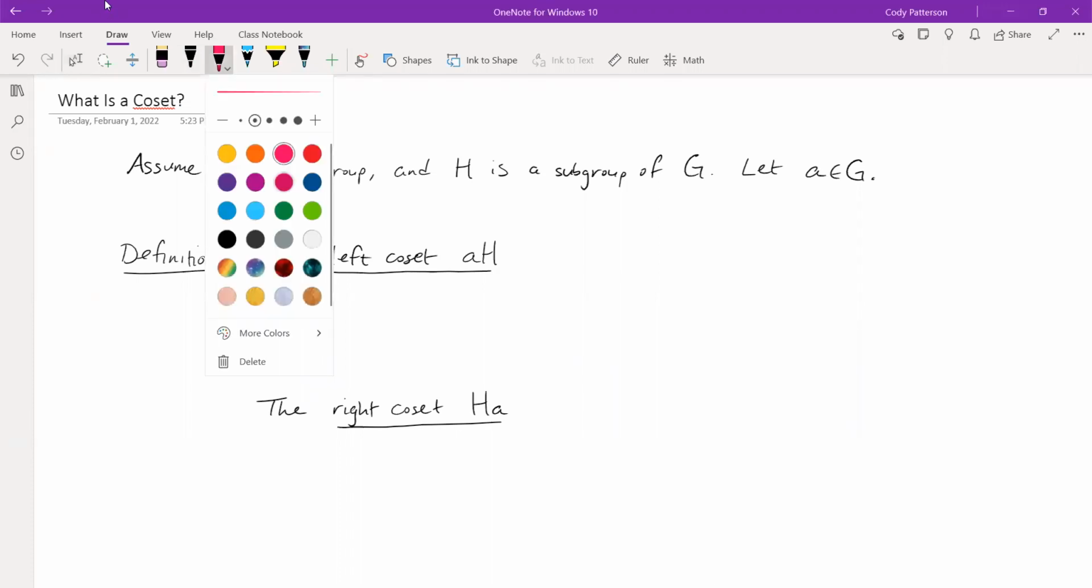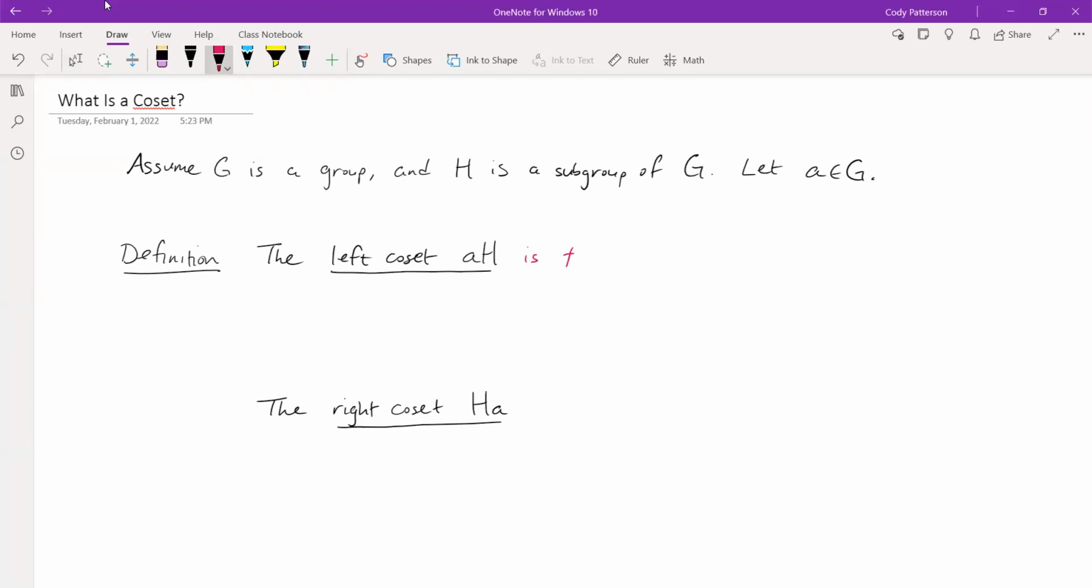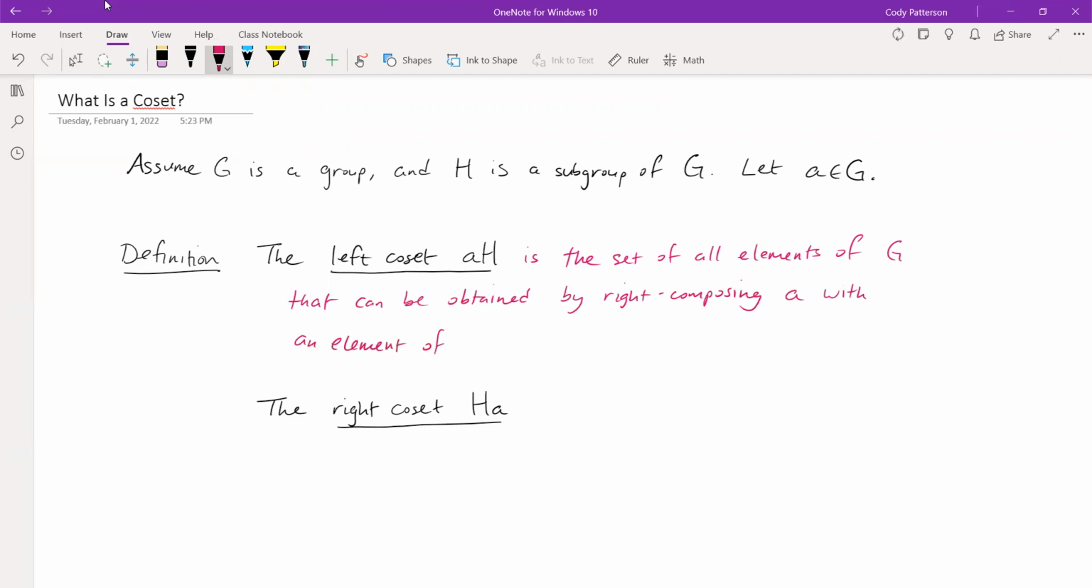So I'll start with the definition of the left coset. The left coset, AH, is the set of all elements of G that can be obtained by right composing or right multiplying A, that fixed element, with an element of H, an element of the subgroup. So a way to write this set theoretically is to say AH equals the set of all elements expressible as A times lowercase h, where h is any element of the subgroup. Okay, so that's one way of putting it set theoretically.